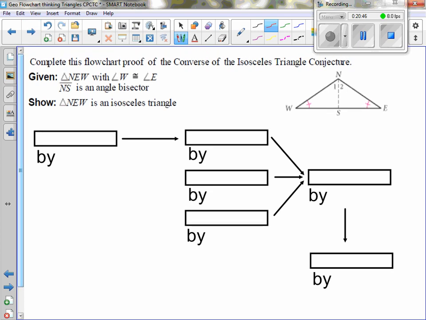Okay. Now we're going the other way. We're going the other way around. Because on the last one, we wanted to show that since it's an isosceles triangle, the angles opposite the congruent sides are congruent. Now we're going to go the other way. We're wanting to say that if I have a triangle with two congruent angles, the sides opposite them would be congruent. And if they are, it means it's an isosceles triangle, because an isosceles triangle has two congruent sides.